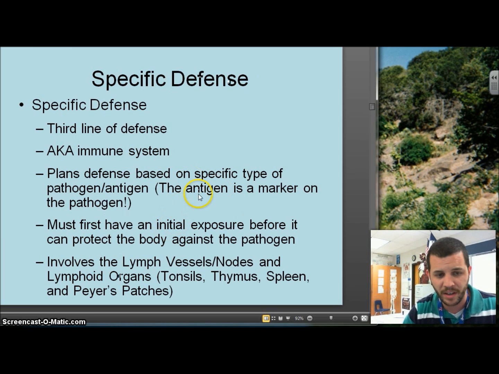That gets us into specific defense. Specific defenses are going to attack specific pathogens in our body. It's our third line of defense, and essentially it's our immune system.